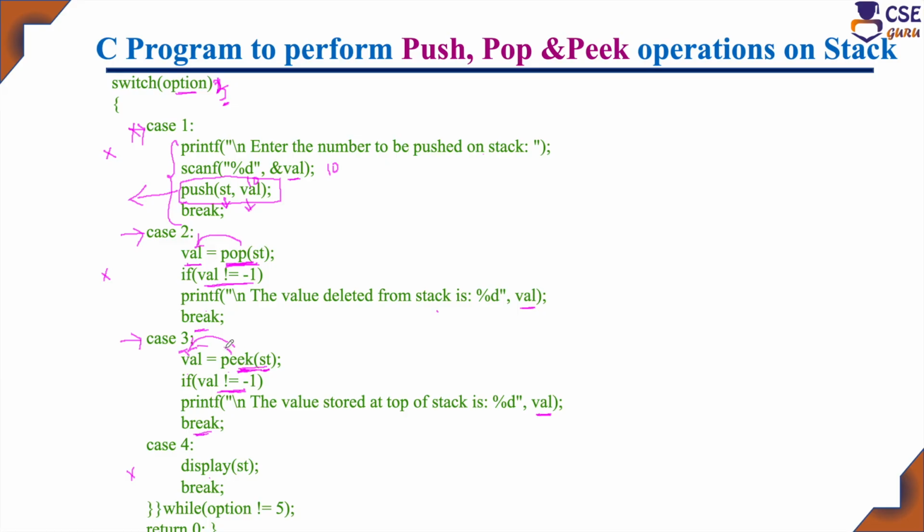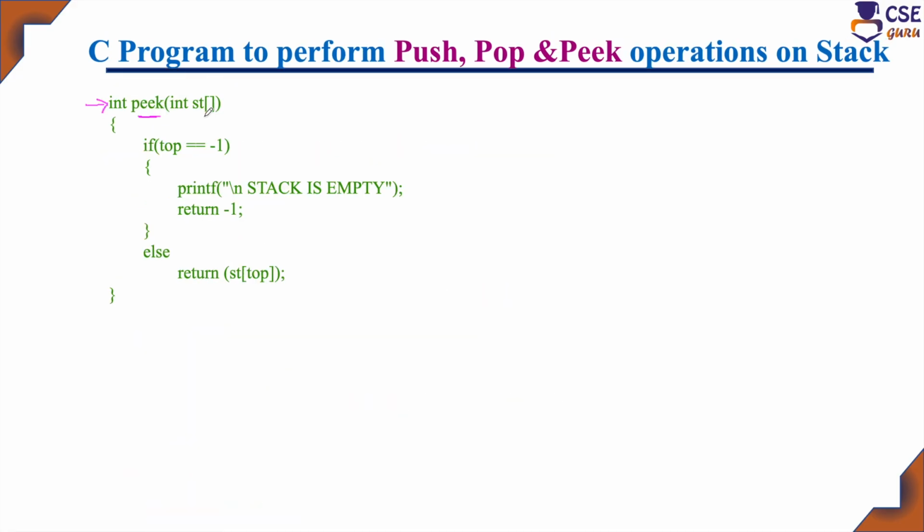So here control goes to the user-defined function peek, and you need to pass the stack data structure as the parameter. Before implementing the peek operation, you need to check whether top is equal to minus 1, meaning whether the stack is empty. If the stack is empty, you cannot perform the peek operation. You also cannot perform the pop operation or the display operation. All these 3 operations you cannot perform.